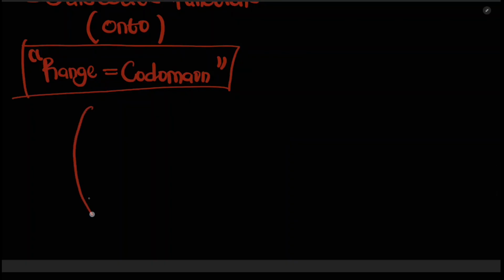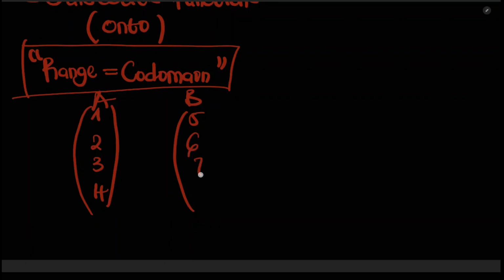Okay, let's take an example. Let's say we have 1, 2, 3, 4. This is our set A. And we have another set B having 5, 6, 7, and 8.